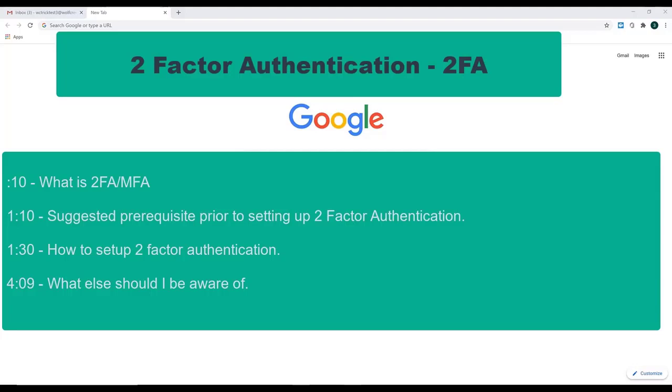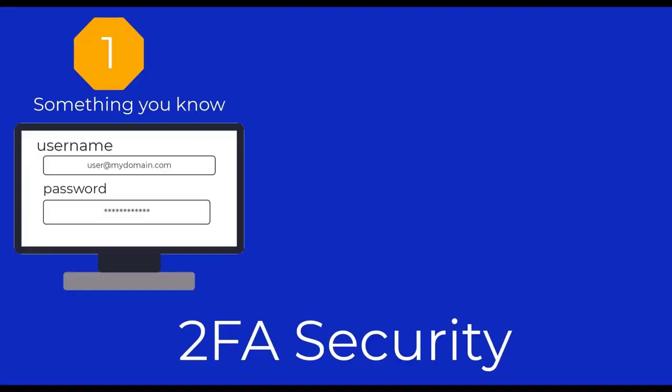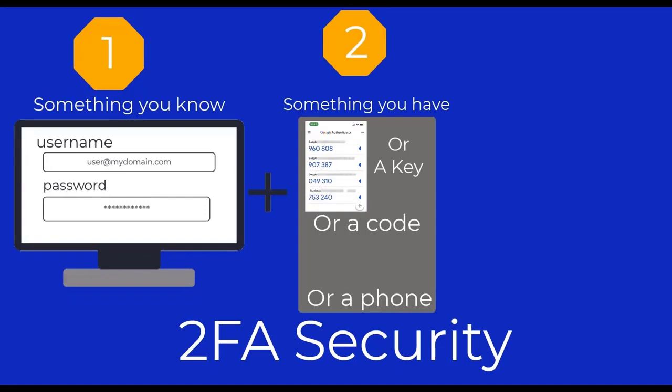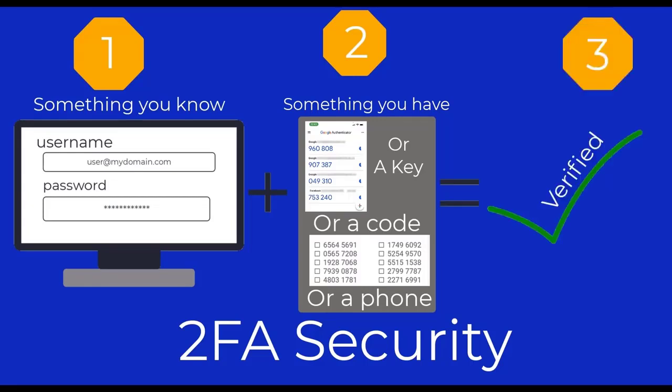Welcome. In this video, we'll look at stepping up our Google Apps security by enabling two-factor authentication on our Google account. So just what is two-factor authentication? Think of it as step one, something you know. So that's your username and your password. Step two, something you have, like a key, a code, a phone, Google Authenticator, any of these. Put the two together and they will grant you access to your account on a new device.